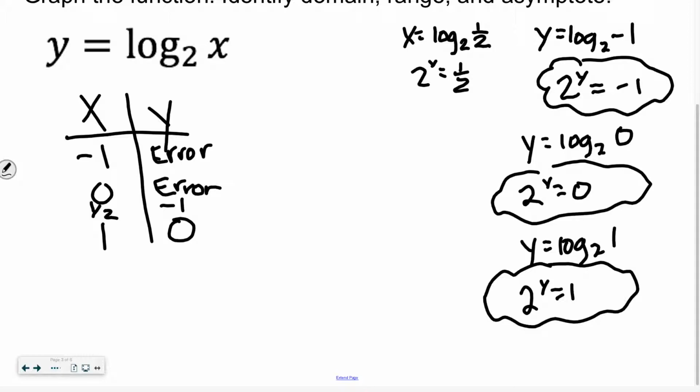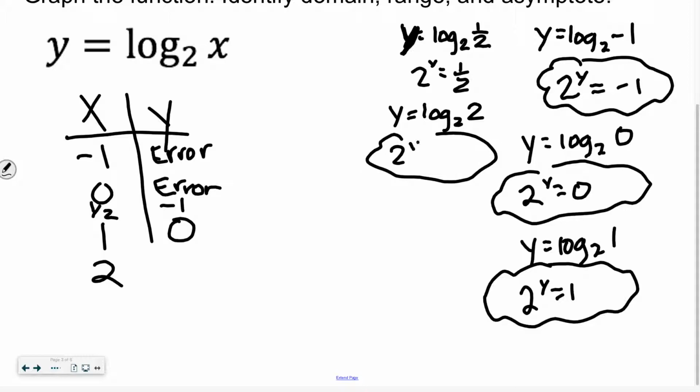Okay, so I got 1. Do you think there are other numbers above 1 that work? 2. Yeah, 2. Actually, this one I'm going to encourage you guys not always to put 2 on there, but whatever the base of your log is, put that in your table. Because we're going to write, this should be a y, it looks like an x, I'm sorry. y equals log base 2 of 2. And you're thinking in your head, 2 to the y equals 2, which is 1.